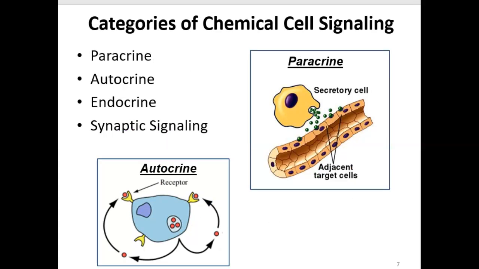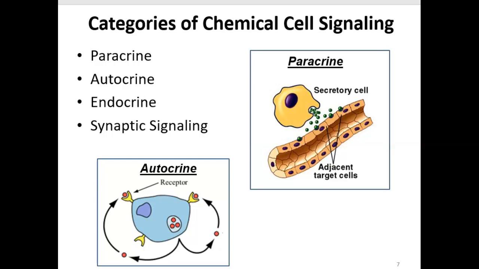In this last part of cell signaling, we will focus on chemical cell signaling, and there are 4 categories. These 4 categories involve a signal secreted by a cell, but how far the signal travels and the type of target cells differ. The 4 categories are paracrine, autocrine, endocrine, and synaptic signaling. 2 of the 4 types are shown on this slide.